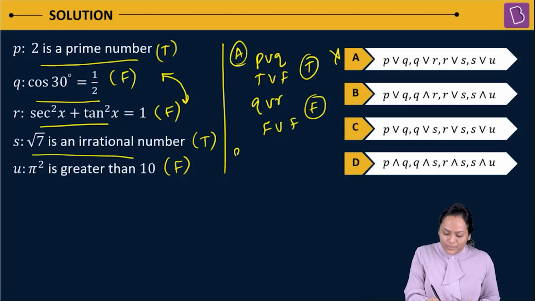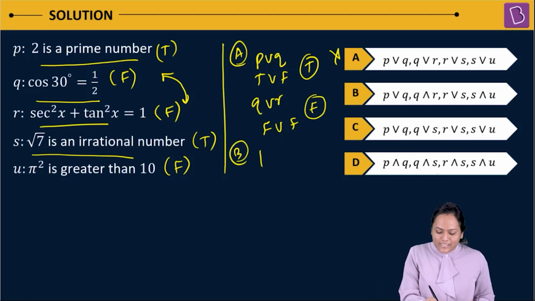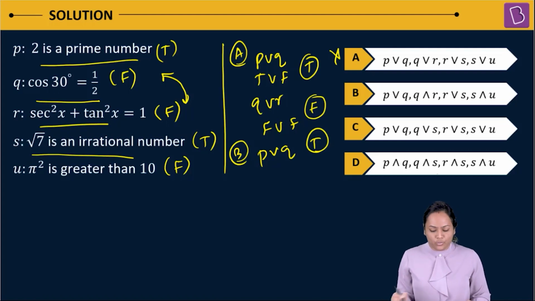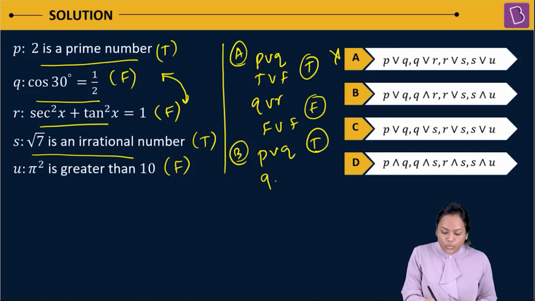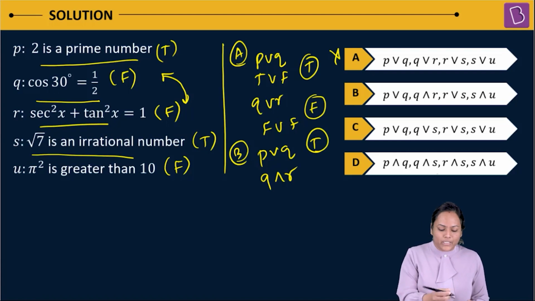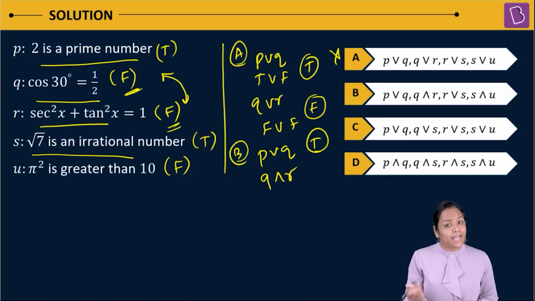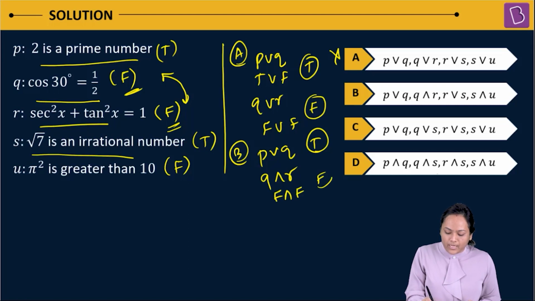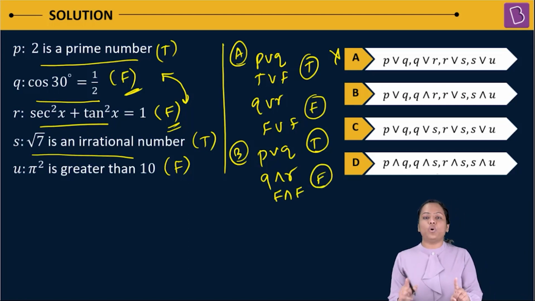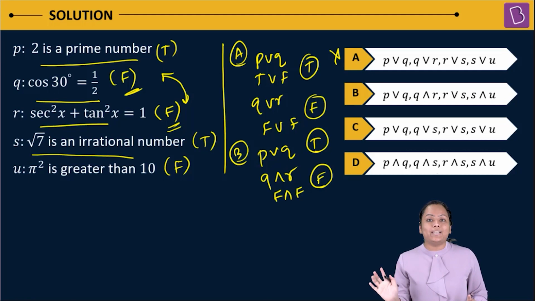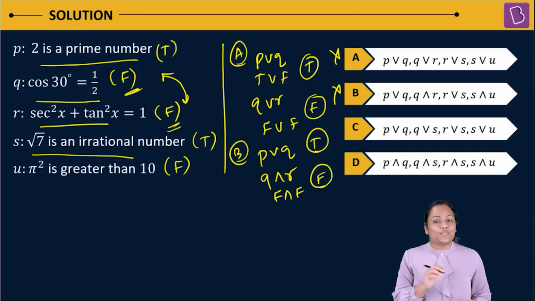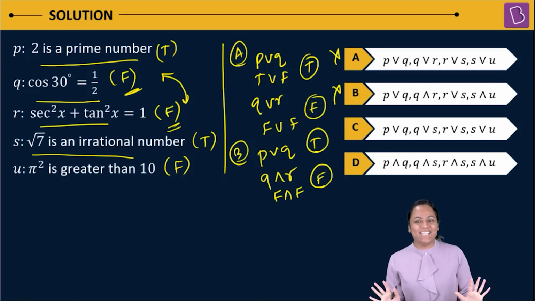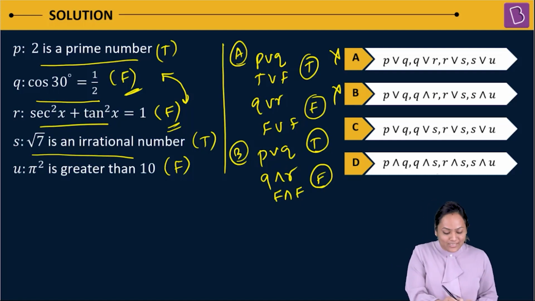Quickly moving on to the B one. So B says first one is P or Q, which we have just seen that it will be true. Then I have Q and R. So my Q again is false, R again is false. So we know that F and F definitely will become F. And if one is false, the entire cannot be the valid statement. So this is also rejected. Simply done, right?